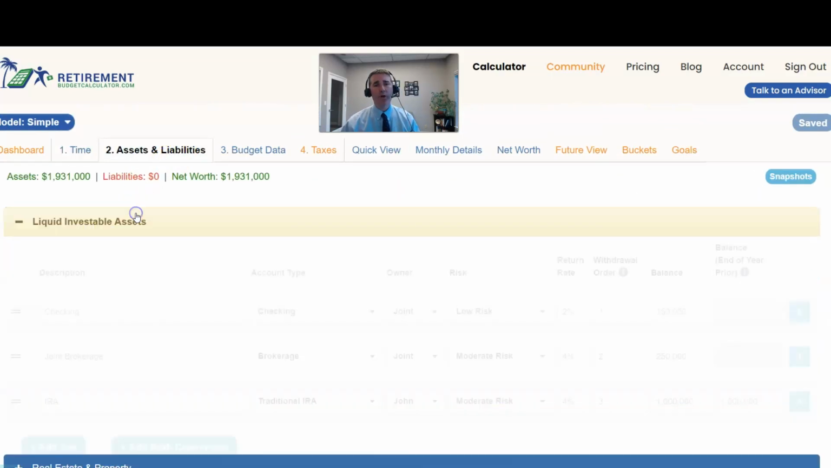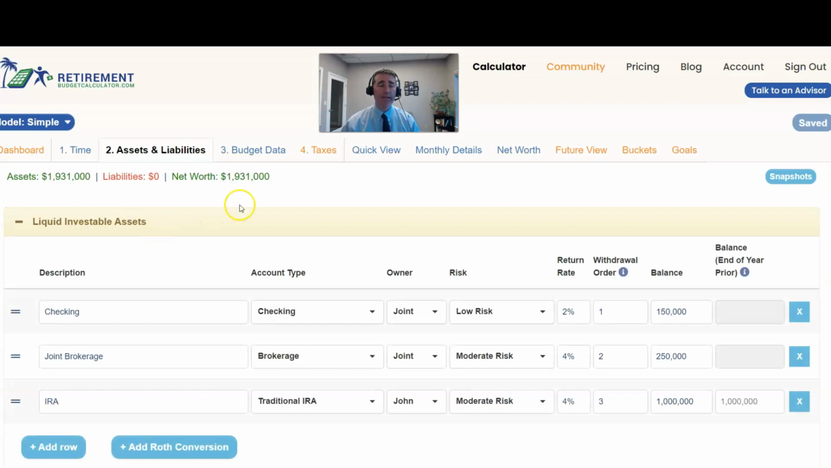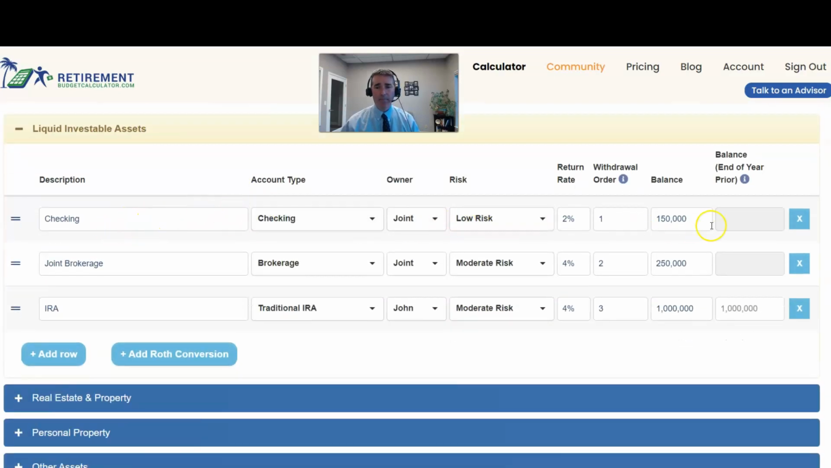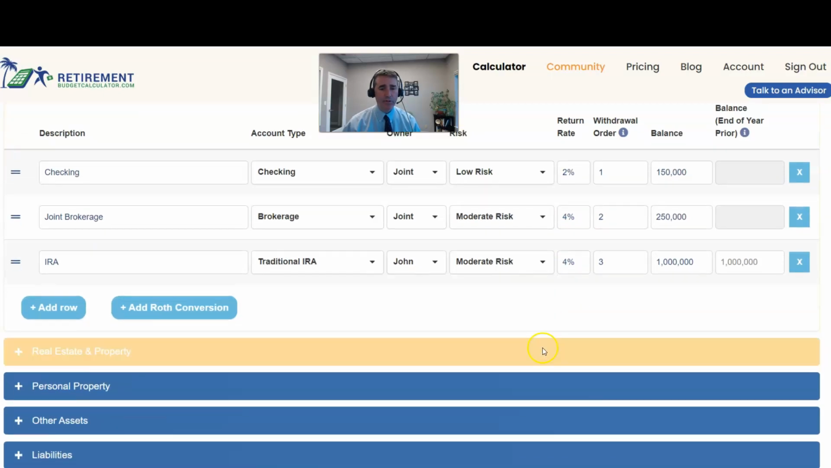So liquid investable assets are accounts that they can spend. And so you can see they've got $150,000 in checking, a joint brokerage account for $250,000, and then he has $1 million in his IRA. We set the withdrawal order to withdraw from the checking account first, then the joint brokerage account, then the IRA last. And then for rates of return, we assume that it's just a 2% rate of return on checking. Joint brokerage account is going to average 4% per year, and the IRA is going to get 4% per year.